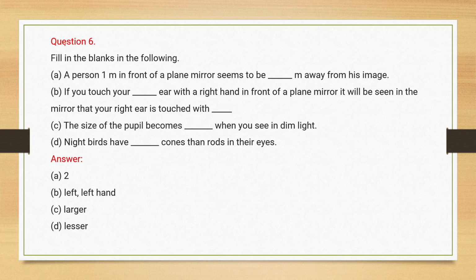Now question number 6. Fill in the blanks in the following. A person 1 meter in front of a plane mirror seems to be, fill in the blank, meter away from his image.